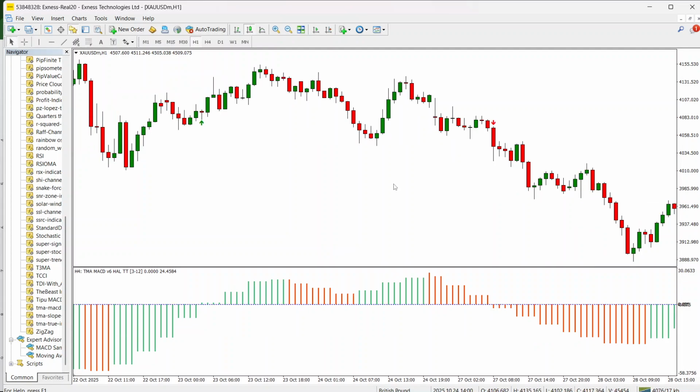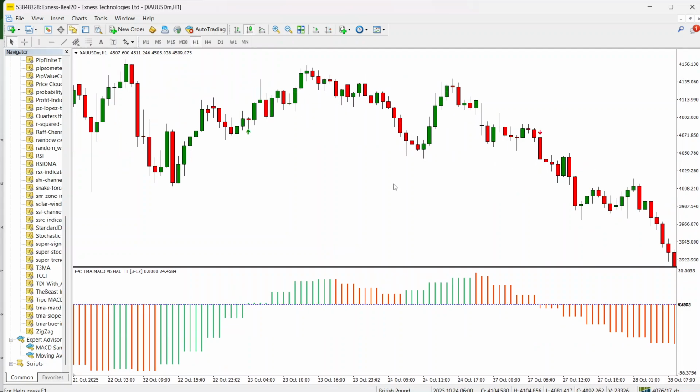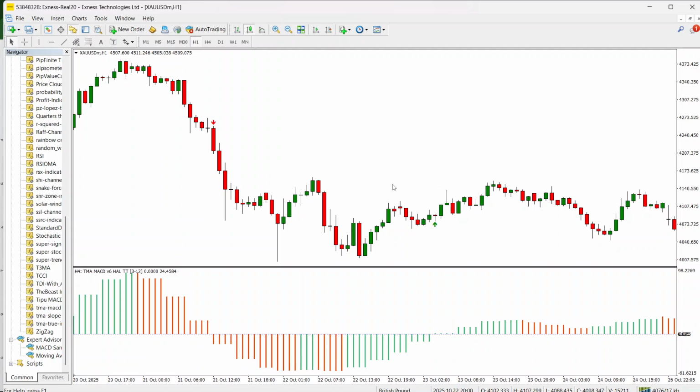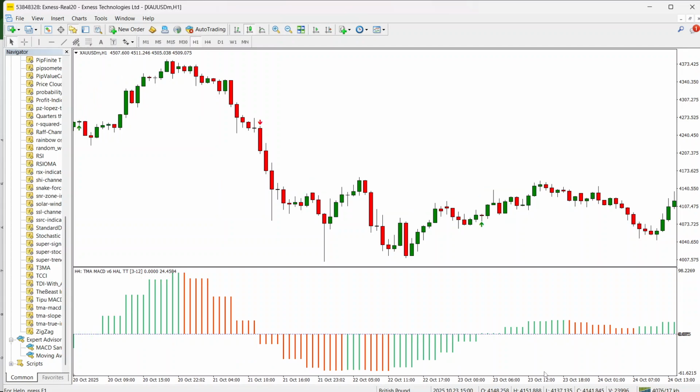In this video you'll see how the TMA MACD works, how the histogram and arrows are interpreted, and which trading strategies are described. A TMA MACD indicator for MT4 is a hybrid trading tool that combines two widely respected technical analysis concepts, which are the triangular moving average (TMA) and the moving average convergence divergence (MACD).